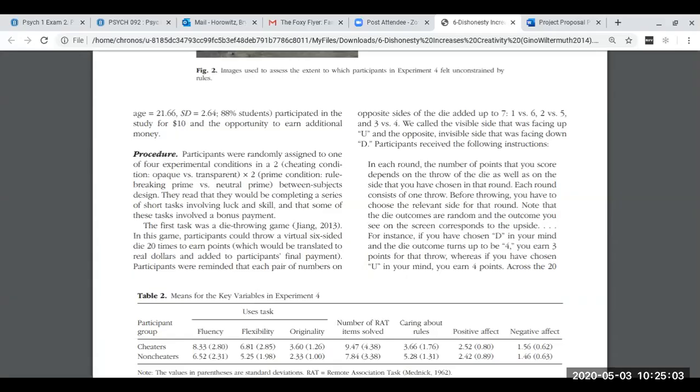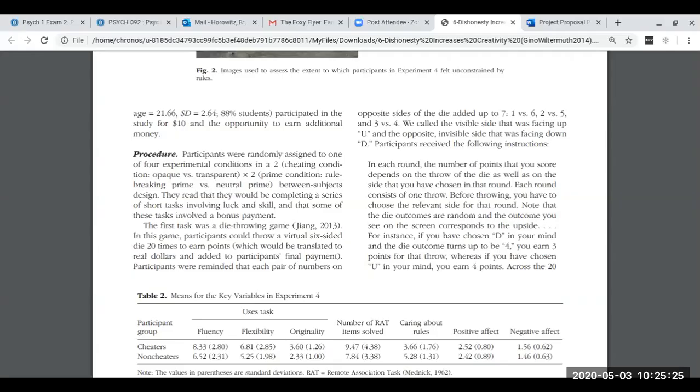Between subjects design. Here, very clearly, you can base your experiment on. This was the jackpot one, right? This was experiment 5. I didn't want to point it out at first, but I'm showing you now. So we have cheating condition, opaque versus transparent, and priming condition, rule breaking versus neutral prime.